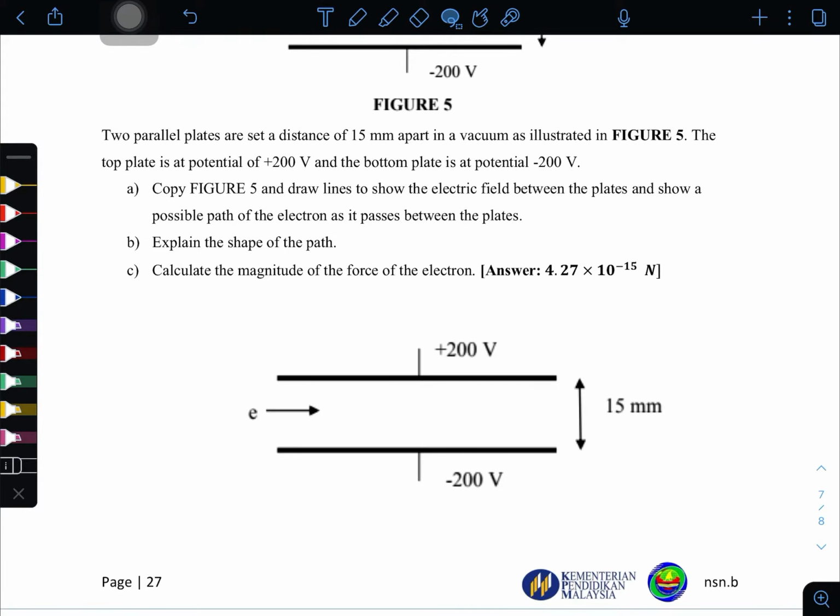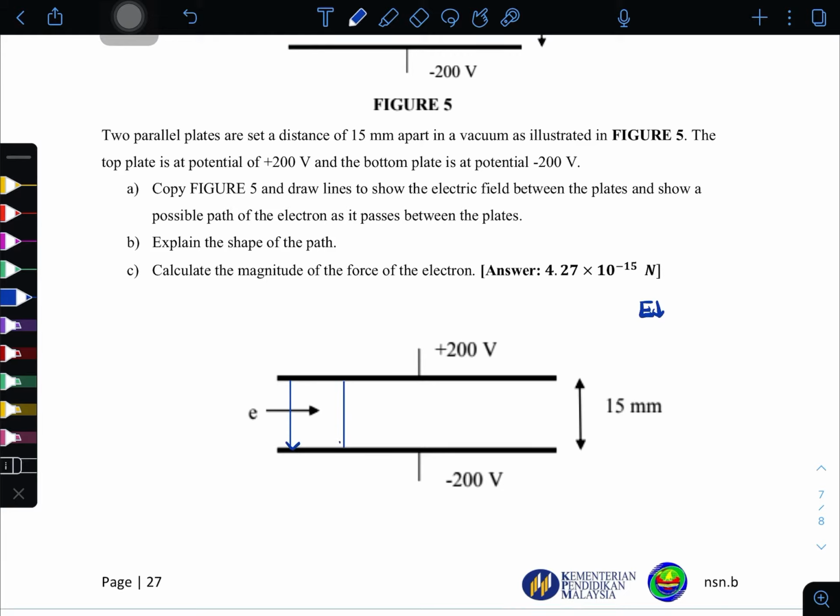Okay, as we know that electric field, which is E, is moving from positive to negative plate. Ataupun dia keluar daripada positif dan dia akan masuk ke negatif. And if we have a plate, kita akan ada uniform electric field. What is meant by uniform? Dia sekata. So, kalau kita tengok dekat atas plate kita ni, this one is positive 200 and this one is negative 200. So, it is from here, move downwards.